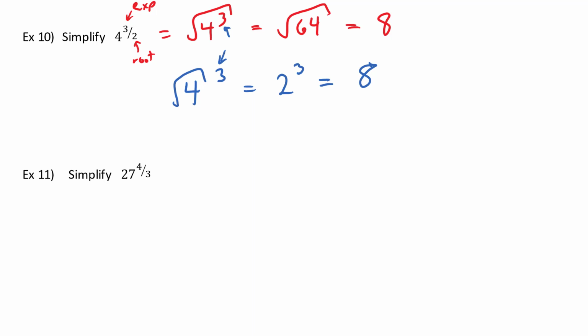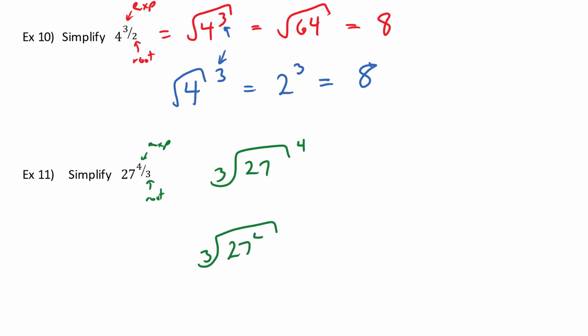Let's take it up. So again, we have our exponent is the top number, our root is the bottom number. So this is the cube root of 27 to the exponent 4. We could also write that as the cube root of 27, with the exponent 4 outside. It means the same thing. The upper one's actually easier to solve than the lower one. The cube root of 27: 3 times 3 times 3. 3 times 3 is 9. 9 times 3 is 27. So that's going to be 3 to the exponent 4. 3 times 3 is 9. 9 times 3 is 27. 3 times 27 is 81.